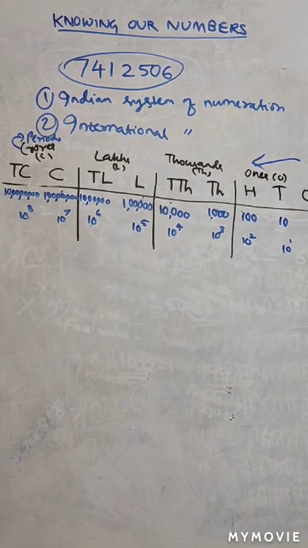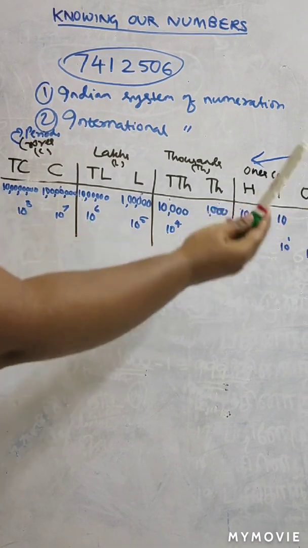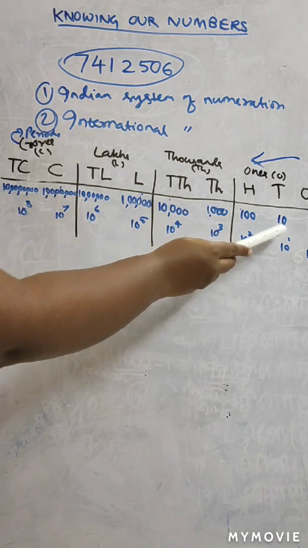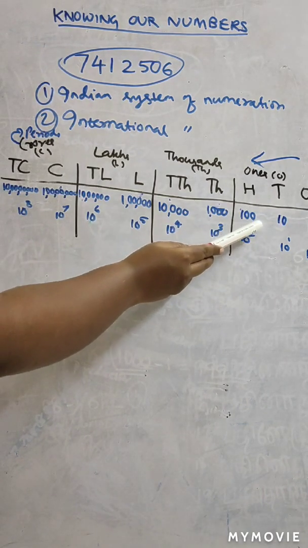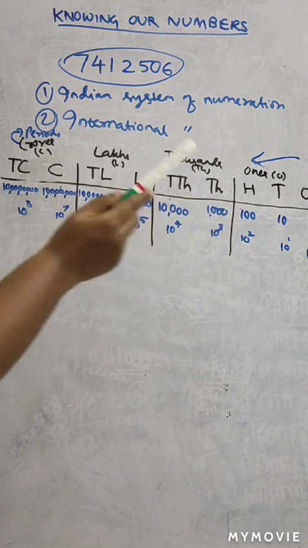Now there is an interesting thing to note here. Ones place is denoted by 1. Tens by 10, that is a 2-digit number, 1 and 0. Then hundreds by 100, 1 followed by 2 zeros. Thousand is 1000, that is 1 followed by 3 zeros, and so on.